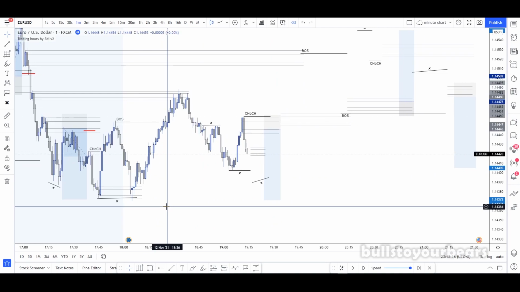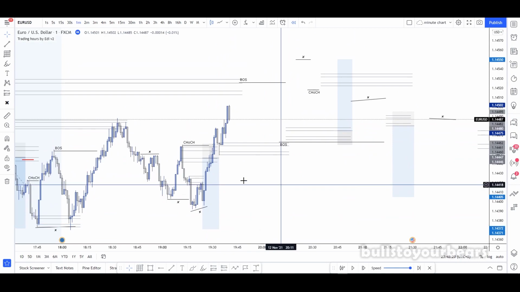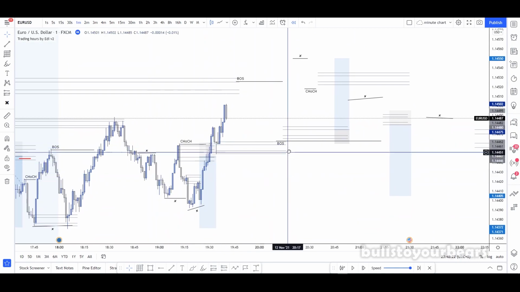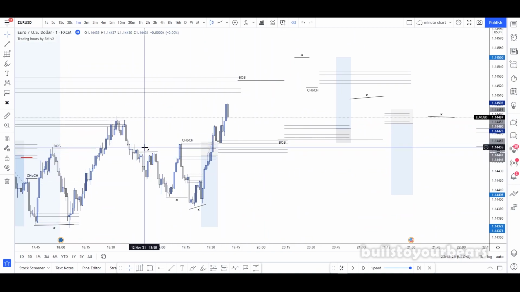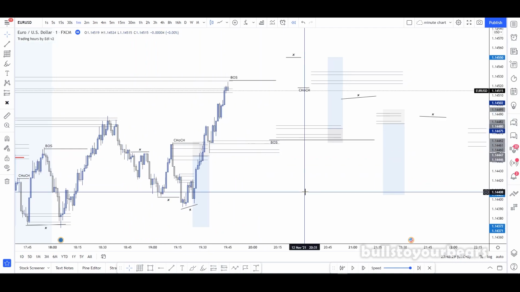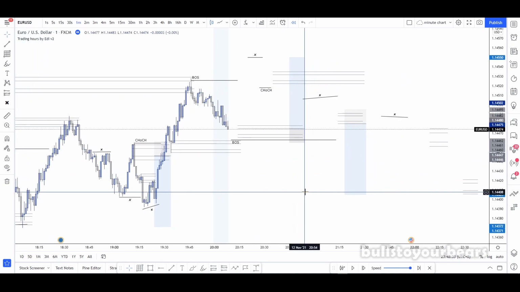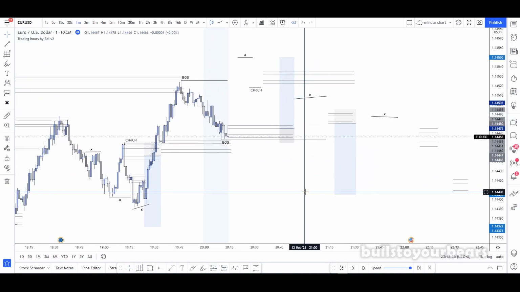Do we have mitigation? I'm trying to find a place with nice mitigation. There's no mitigation here, right? There's nothing. Why did I take this trade? I took this trade because there's liquidity here, caused break of structure, and then took this trade off here. Let's find mitigation because we're talking about mitigation.